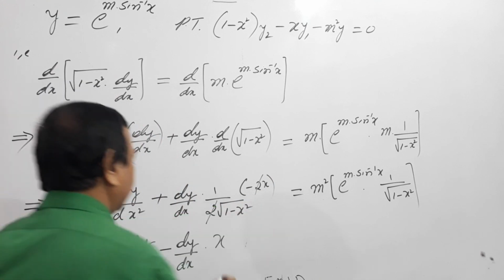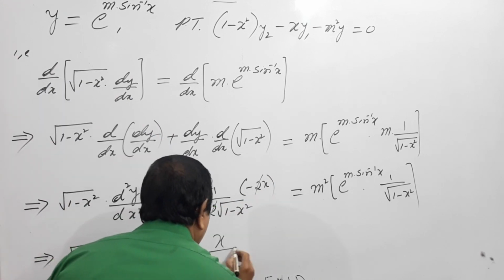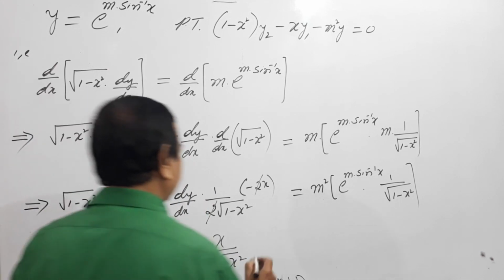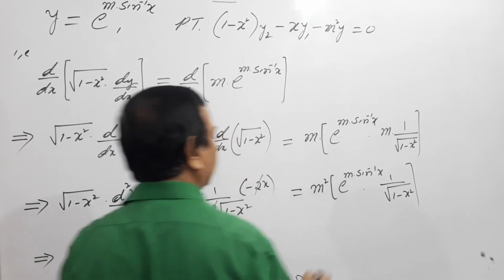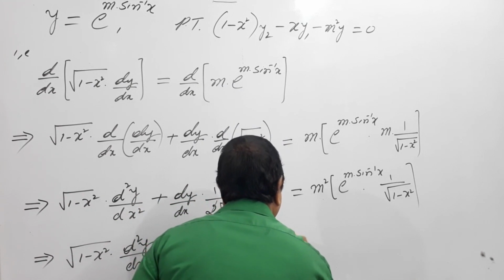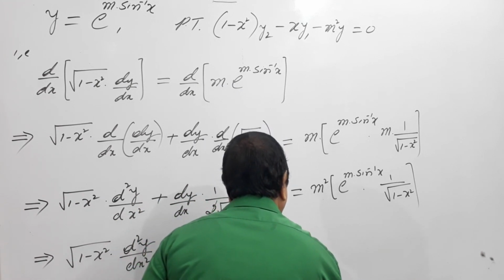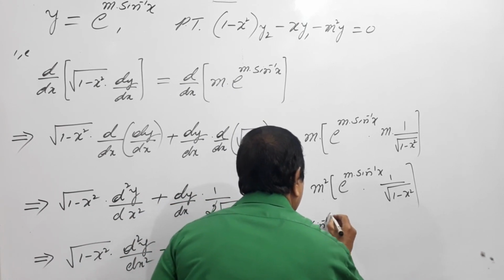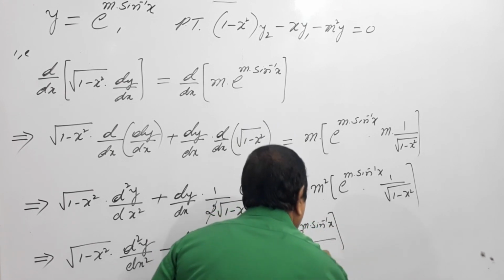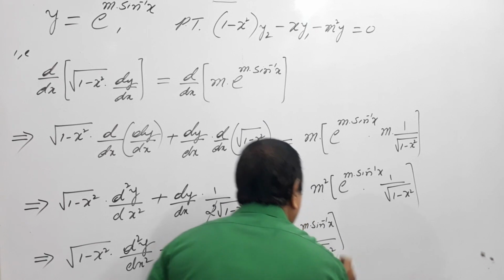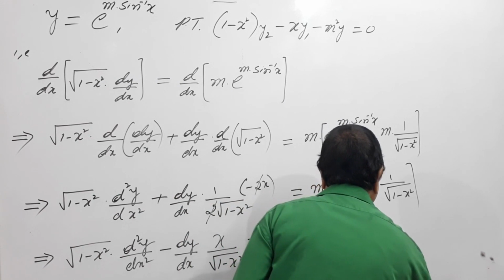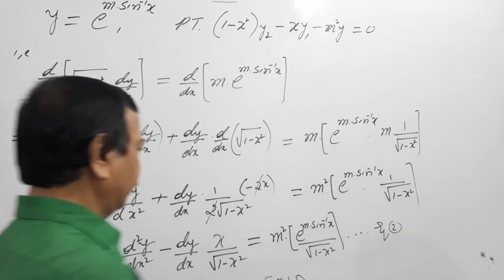You are left with what? We have x by under the root 1 minus x square, this equals to what? m square e to the power of m sin inverse x by under the root 1 minus x square. I call this equation 2.